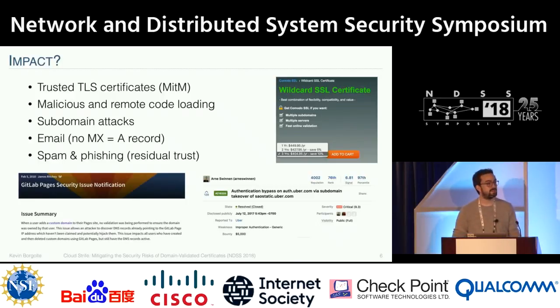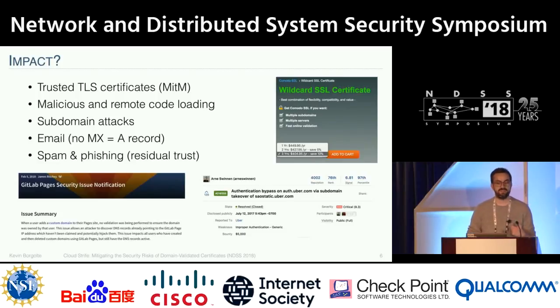If there's no MX record for a specific domain, then suddenly you can receive and send emails from that domain because based on the SMTP standard, it falls back to an A record. Similarly, you can exploit residual trust in a specific domain for spam or phishing. So I think every one of us would probably trust an email that comes actually from saostatic.uber.com more than something that has a random domain name.